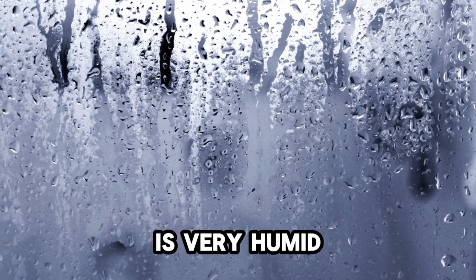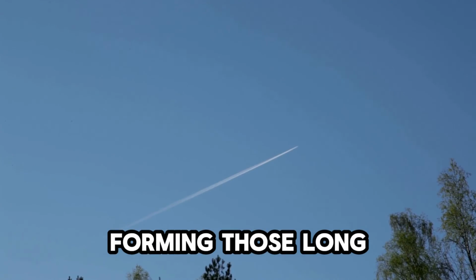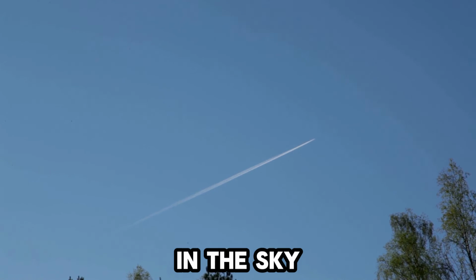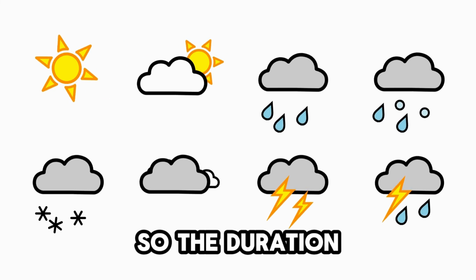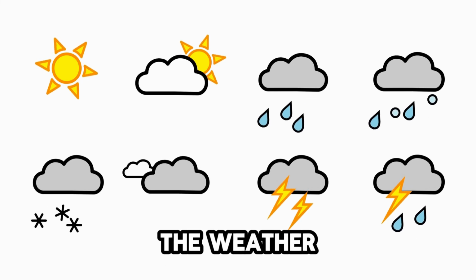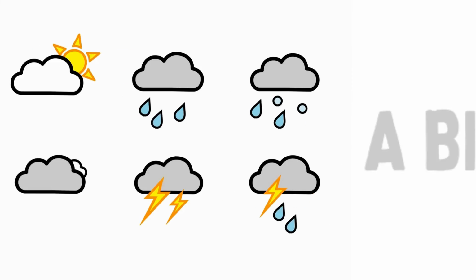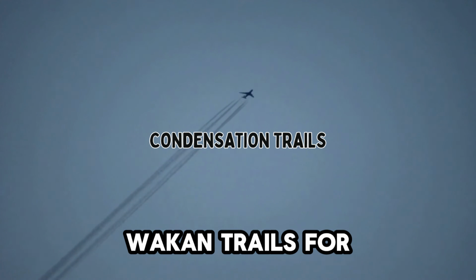If the air is very humid, the trail lasts longer and may even spread out, forming those long, persistent white streaks in the sky. So, the duration and appearance of contrails depend on the weather and atmospheric conditions at high altitudes. A bit of trivia. These trails are called condensation trails, or contrails for short.